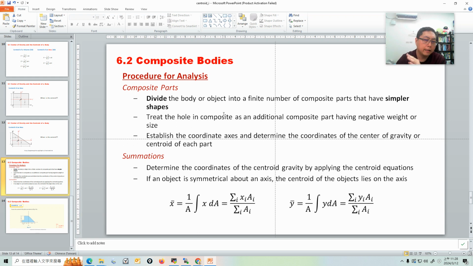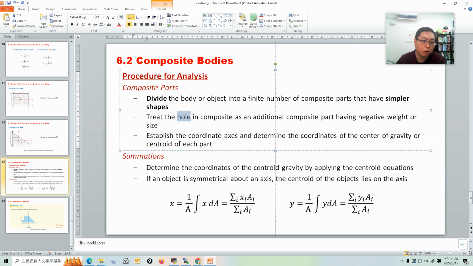And here is another thing. It says if your shape or body has a hole, it will become a negative weight or negative size. A hole is a negative weight or negative size. But I think in this class, I won't let you calculate negatives, the hole stuff, because that will make the calculation more difficult. But the strategy is there: if your shape has a hole, just treat it as a negative weight or negative size.